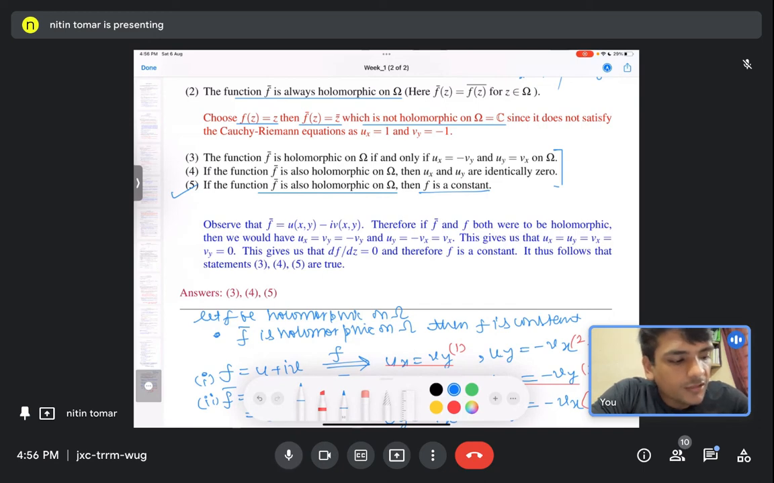Now let's go for the third option. If f bar is holomorphic in omega, then ux equal to minus vy, uy equal to vx. They all are 0, we have proved, right? So the third is correct. And the fourth says ux and uy are identically 0. This is also correct. So third, fourth, fifth, all of them are correct.